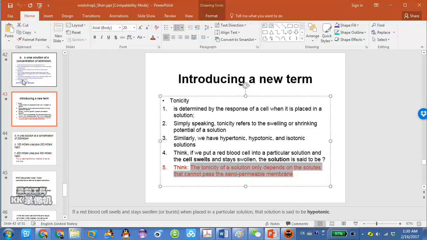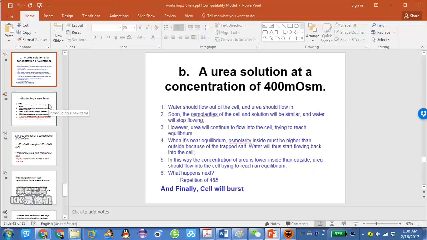For example, in this scenario, when we have a urea solution of a certain osmolarity on the outside, right? And urea, we know that urea is fully permeable to the cell membrane. Even though the outside has a higher osmolarity compared to the inside, still the water will flow into the cell. Eventually, the cell will burst. It's like there's no urea on the outside.